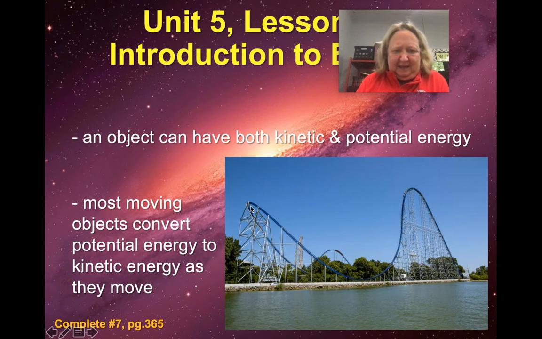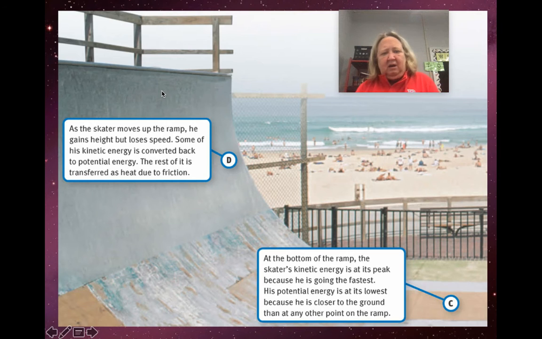Okay. Again, moving objects convert or change potential energy to kinetic as they move. So as we go up the roller coaster track, at the very top, it's the maximum amount of potential. And then as we go down, it changes. All right. So here we're at the beach and we're at a skateboard park type thing. And I know you guys can read, but I want to share this with you.